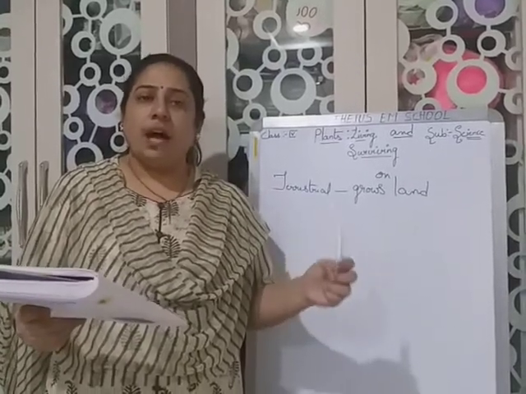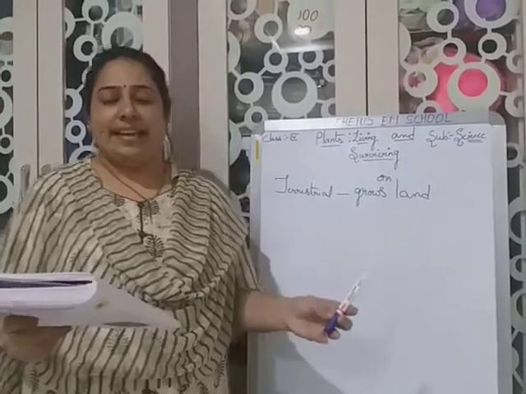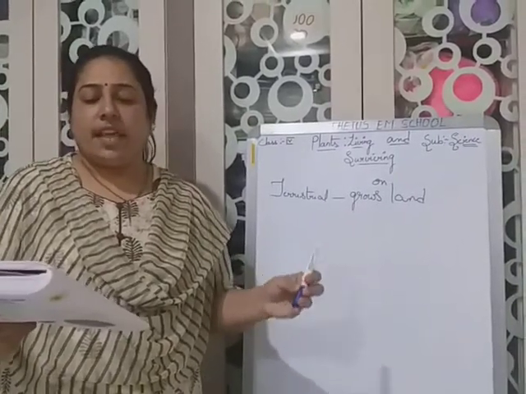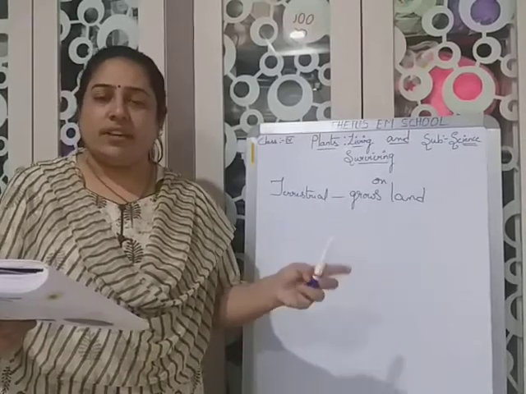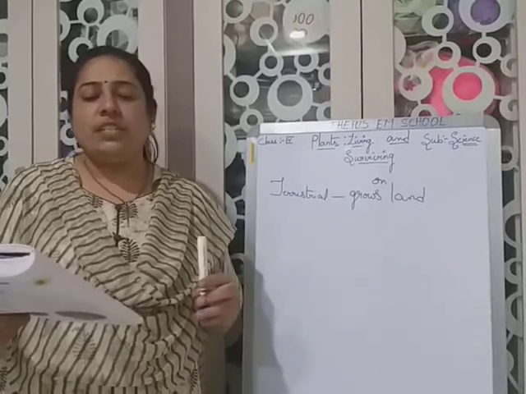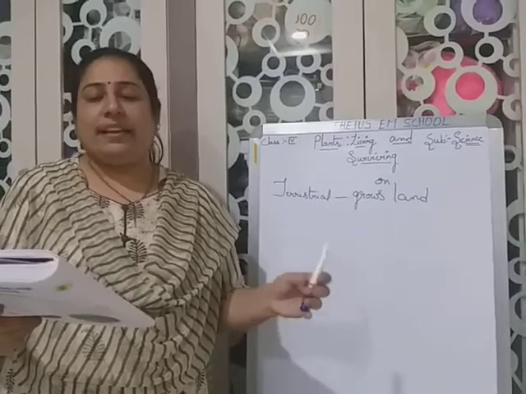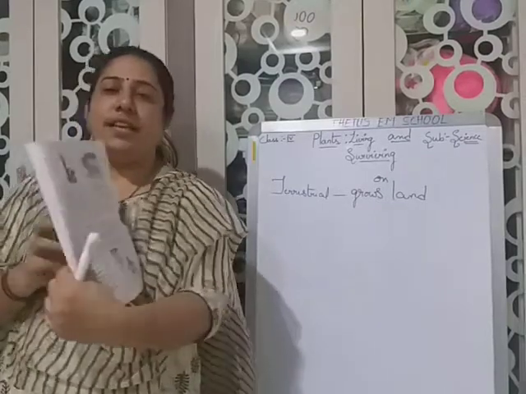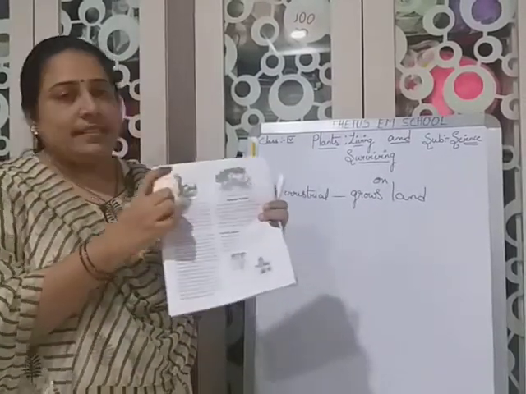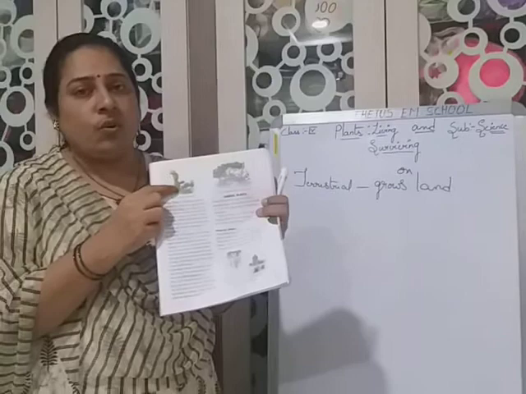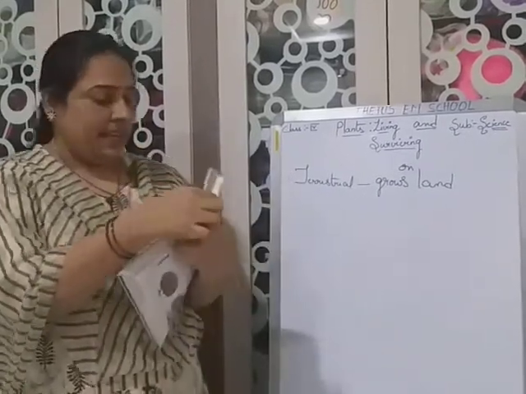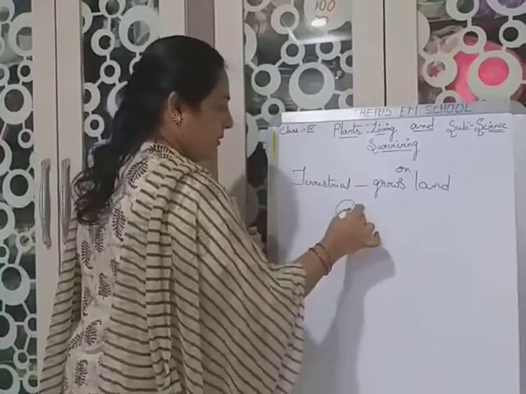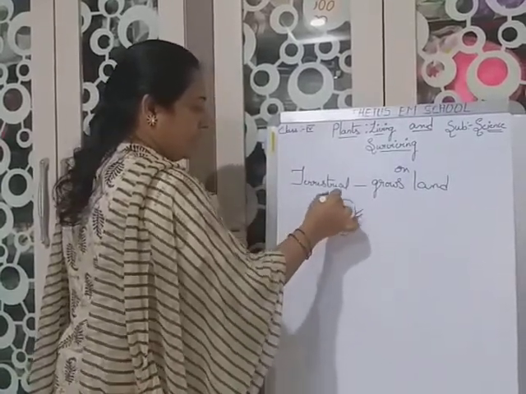Okay. Now coming to desert areas. Some plants grow in desert areas without leaves. Cactus is one such plant. See children, see here, cactus. Is it having any leaves? No, only thorns. Cactus will be having only thorns. It doesn't have any leaves.